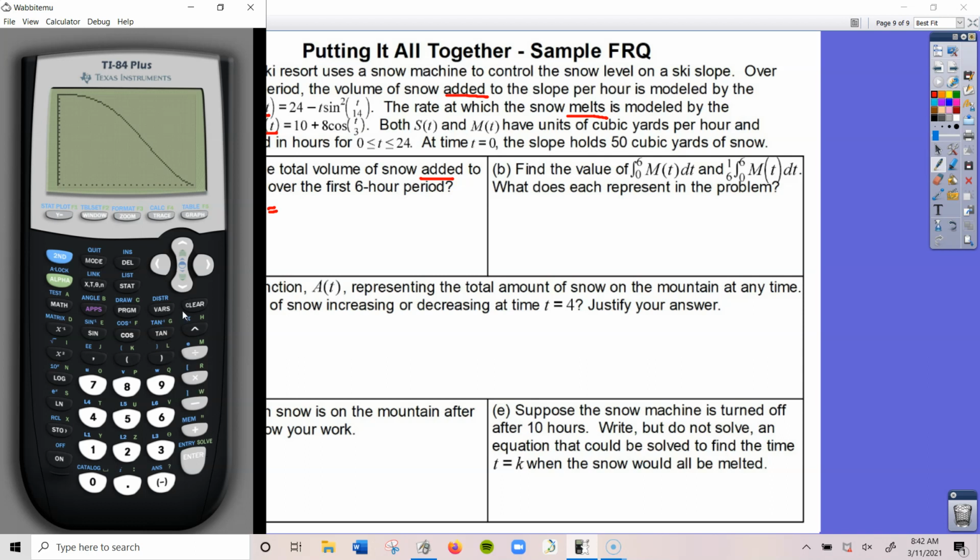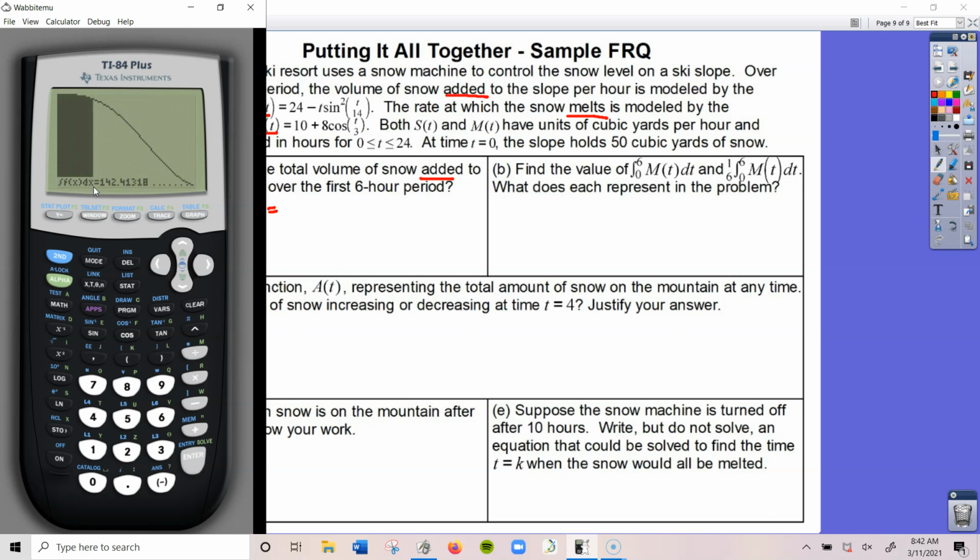All right, so we want to know how much snow was added over the first 6-hour period. So I'm going to go to second calc, and this is the integral. The reason I'm integrating is because we're looking for the amount of snow that was added, and the equations that were given are the rate. So that means that we have to integrate, from 0 to 6.